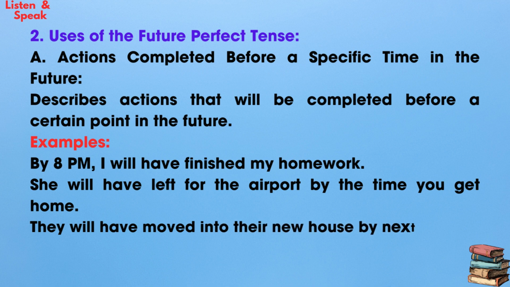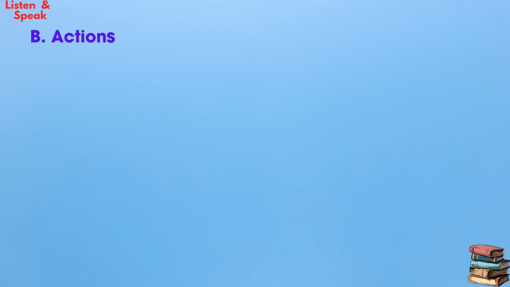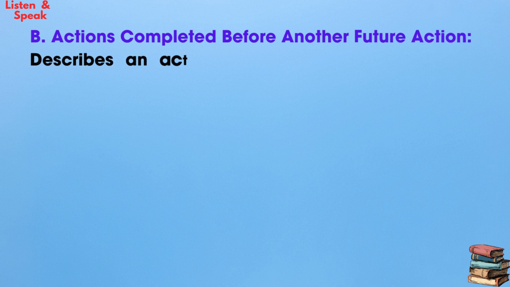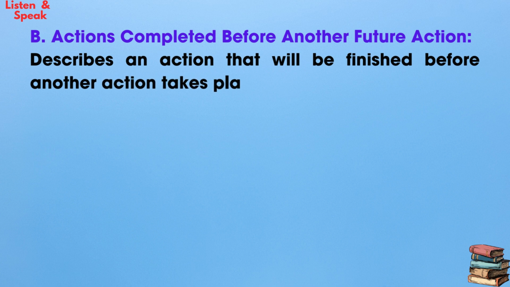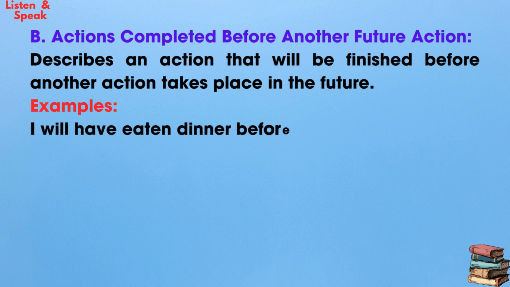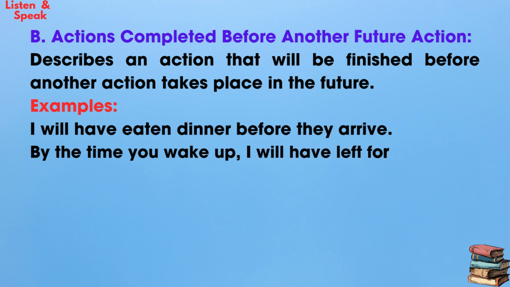They will have moved into their new house by next month. B. Actions completed before another future action. Describes an action that will be finished before another action takes place in the future. Examples: I will have eaten dinner before they arrive. By the time you wake up, I will have left for work.